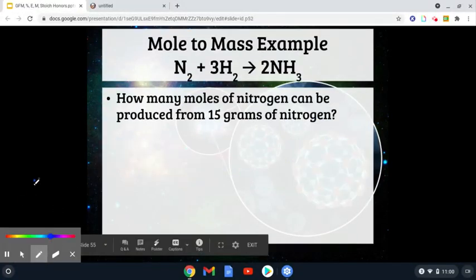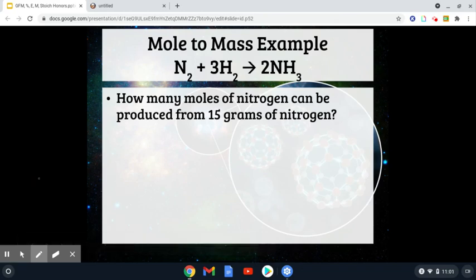So this problem is just a little different. This problem reads, how many moles of nitrogen can be produced from 15 grams of nitrogen? So in this problem, we're given grams, so that's what we're going to write down as our given. In the previous problem, we were given moles and asked to convert to grams. So now we're just going to flip our conversion factor.